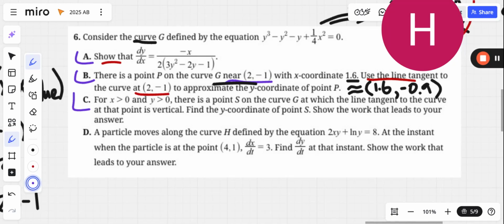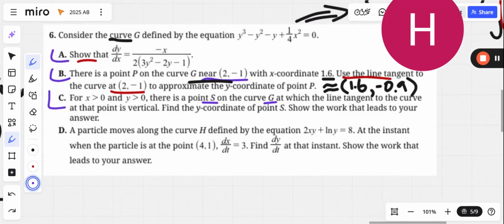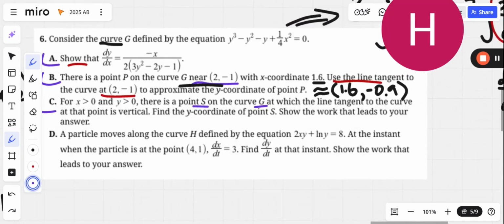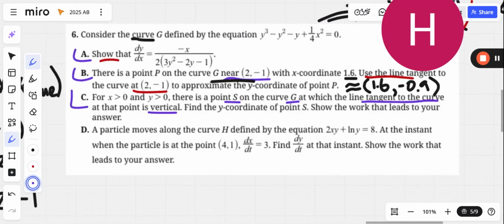For x greater than 0 and y greater than 0, there's a point S. It's on the curve G, okay? So we know that the x and y fit in this equation, at which the line tangent to that curve is vertical. Find the y coordinate of point S. So that's huge that it's vertical. That's a really huge clue.